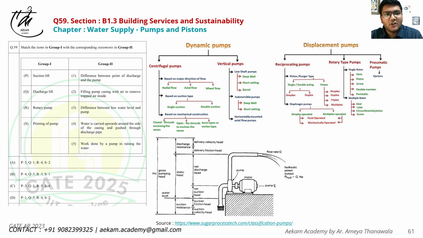Next question is from B1.3, Building Services and Sustainability, and it is typically from water supply. The section name is Pumps and Pistons. So this pumps chapter has also been asked. These questions on pumps have been asked in NET also, in which you have to calculate the total head which is required, and in MCQs also.